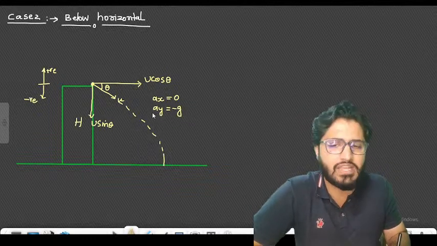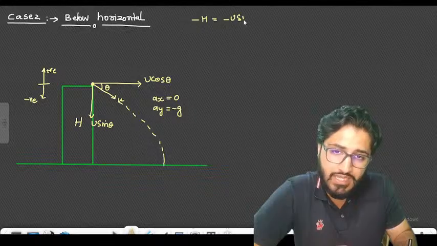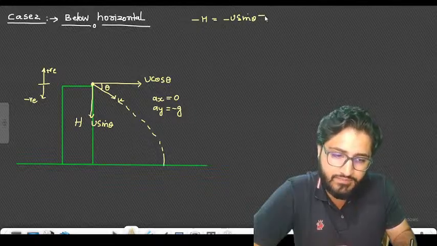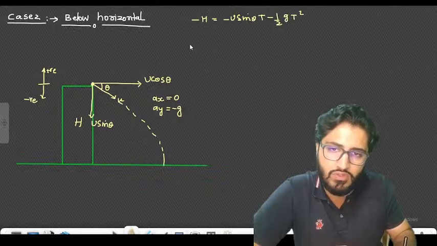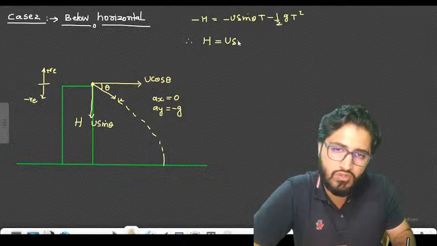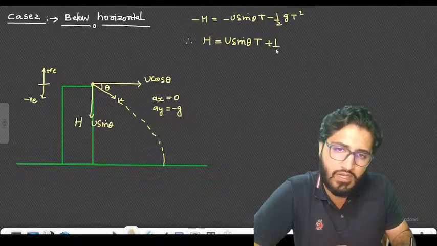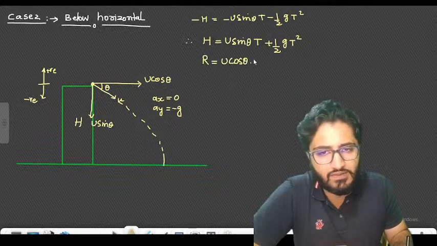Now I will write the simple equations. How? Look, minus h equals to minus u sine theta multiplied with t minus 1 half of gt square. So therefore my equation came out to be h is equals to u sine theta multiplied with t plus 1 half of gt square. What is my range? Range is nothing but u cos theta multiplied with t.